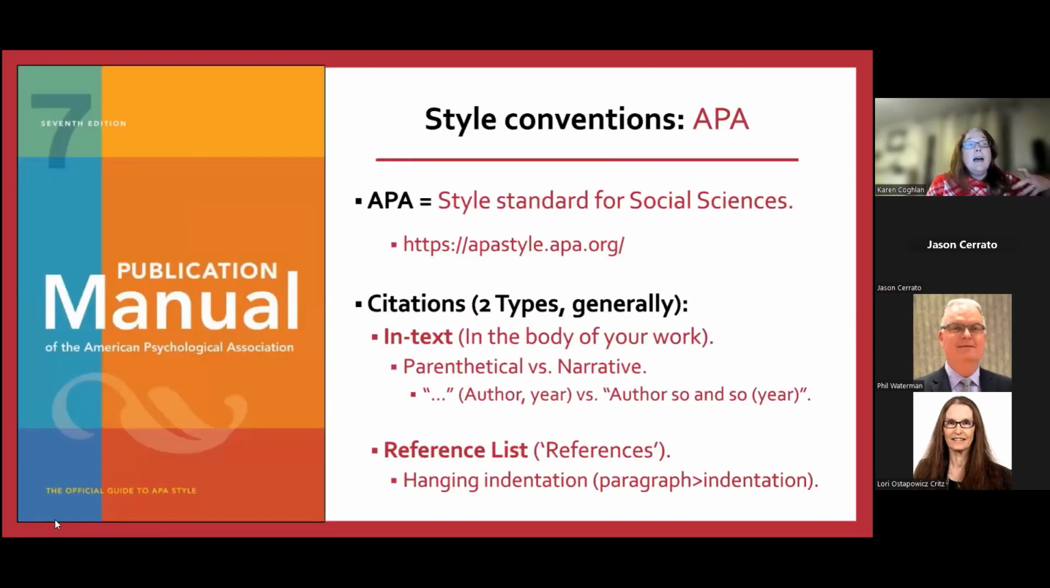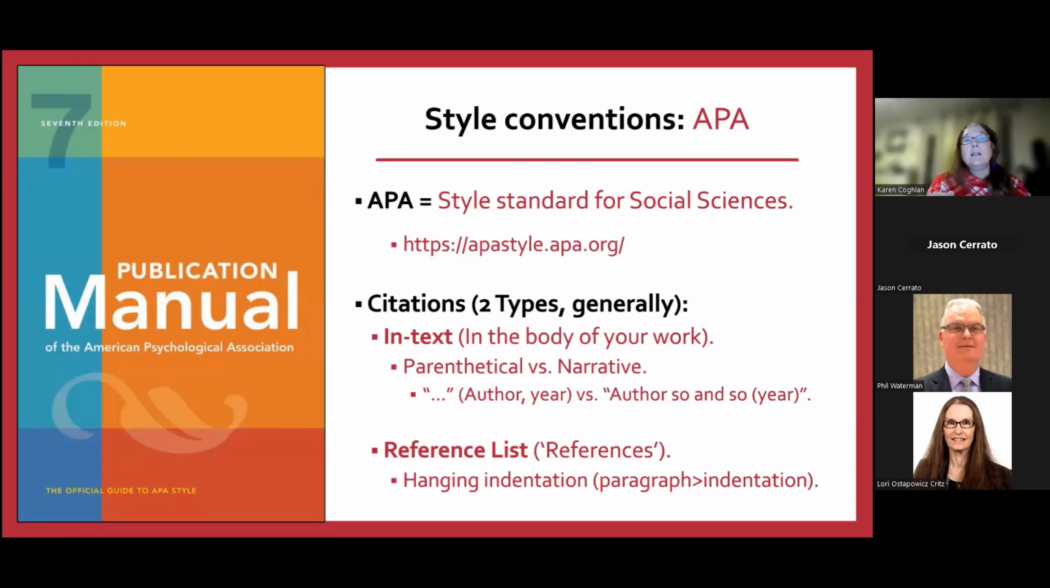And I always go back to APA Style at APA.org. I love that, because APA Style is the style standard for social sciences. We actually have this whole textbook on reserve at the library, so you don't have to buy it. Save your money for pizza. But there are 2 types of citations.